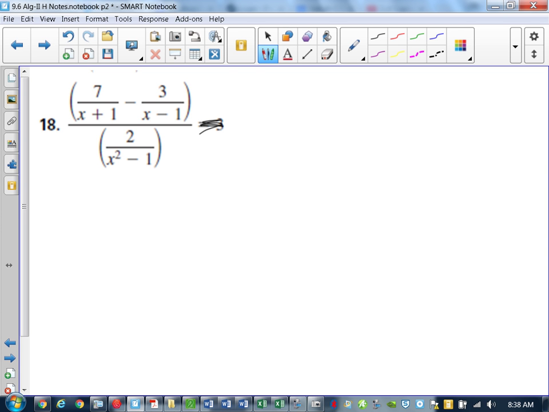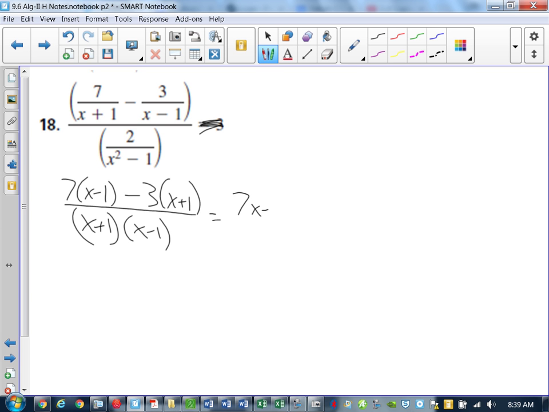But the top, I have to get a common denominator. The top isn't bad to get a common denominator because it's just going to be x plus 1, x minus 1. We okay with that? Fraction on the left needs an x minus 1. So it's 7 times the quantity x minus 1 minus 3 times the quantity x plus 1. Okay with that? Distribute and simplify. When we do that, we get 7x minus 7 minus 3x minus 3.